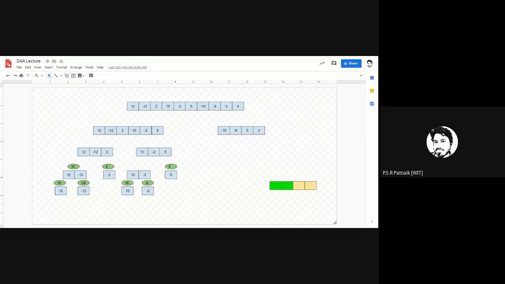So if you consider this as the left part, this is the mid, right? This is my mid part. So if you consider the sum on the left, what is the sum here? The sum here is minus 12. And if you add this element here, what is the sum here?